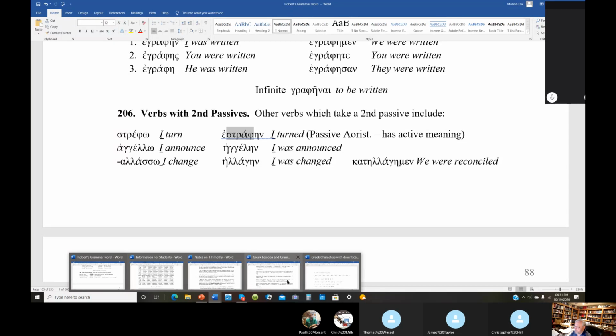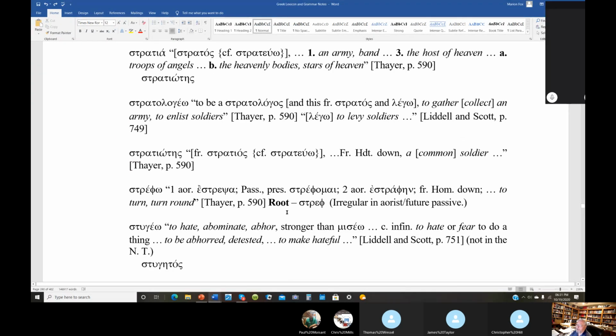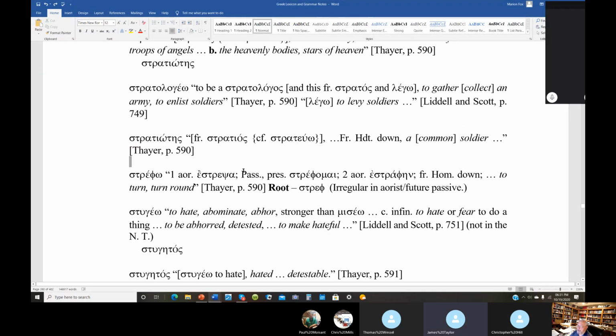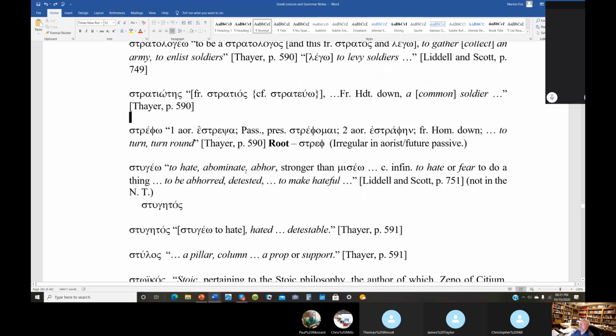Let's look at the Greek lexicon right here. I added this to it, so I want you to go through this with me. I'm going to digress a little bit and show you how to use the lexicon a little better. I've taken the word strepho. I sent this file to you earlier today, but this part that I've highlighted was not in the file. I added it after I sent it to you. When I send it to you again, this will be in the file.